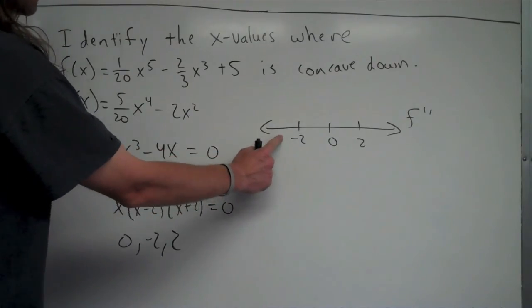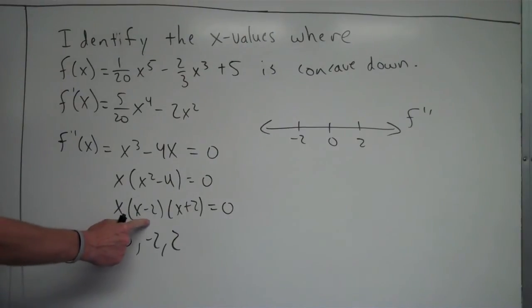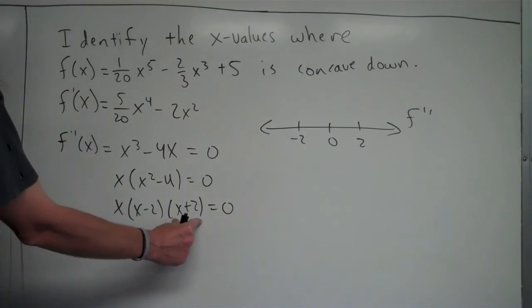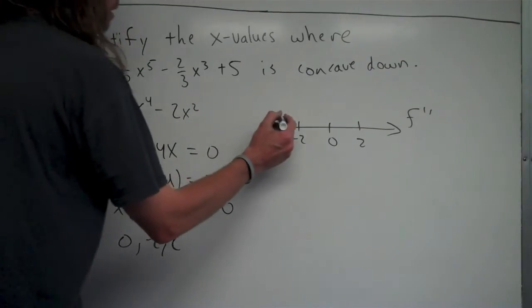So let's say I test negative 3. I plug negative 3 back in, so it's going to be a negative here. If I plug negative 3 into this portion here, that'll be a negative 5, so that's negative. Plug negative 3 in here, that'll be another negative, so I have a negative times a negative times a negative will come out to be a negative.